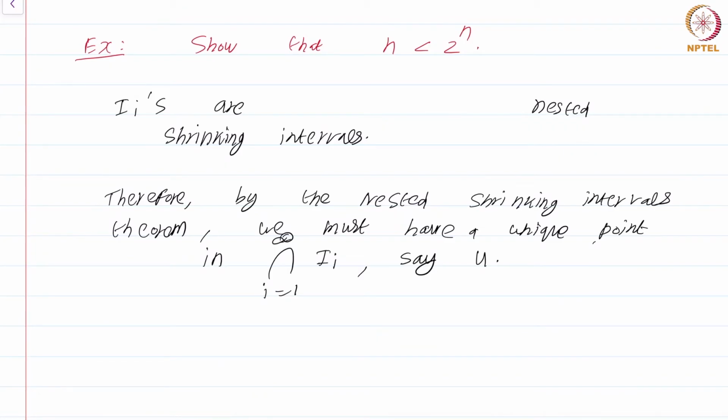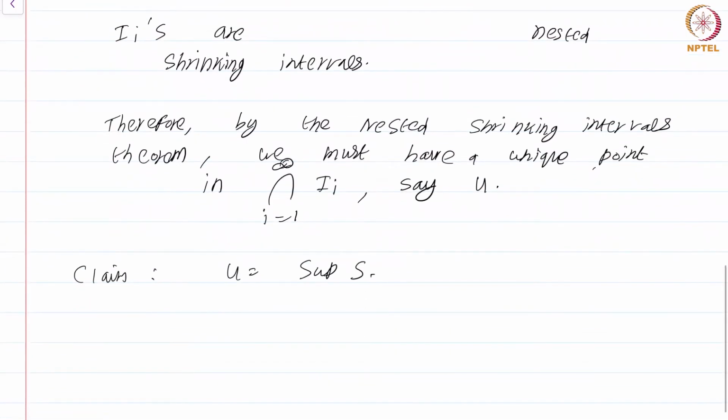Okay. So, at any rate, we have found a point U. Claim is that U is the supremum of S. How are we going to show this? Well, we use the fact that our choice of Iₙs were not arbitrary, but we were making better and better approximations. How do we do that? Now, suppose s naught is any element of S.